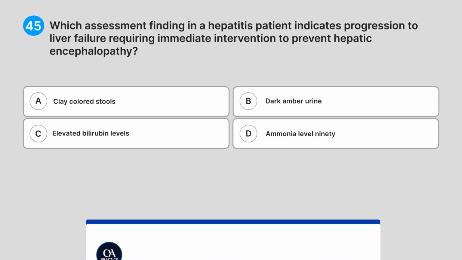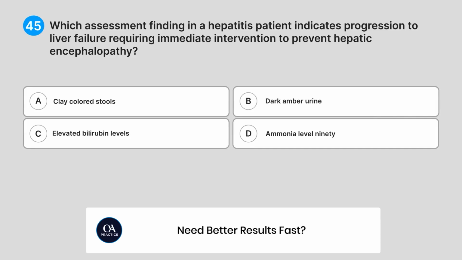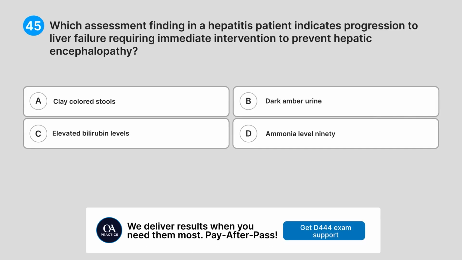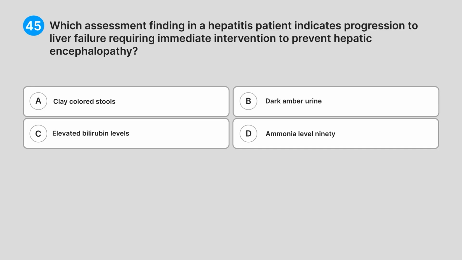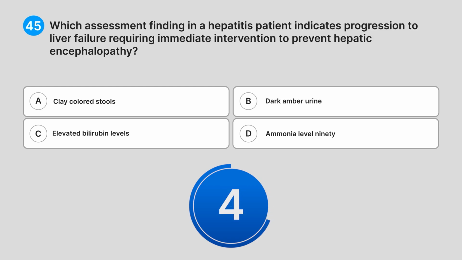45. Which assessment finding in a hepatitis patient indicates progression to liver failure, requiring immediate intervention to prevent hepatic encephalopathy? A. Clay-coloured stools. B. Dark amber urine. C. Elevated bilirubin levels. D. Ammonia level 90. Can you guess the answer?